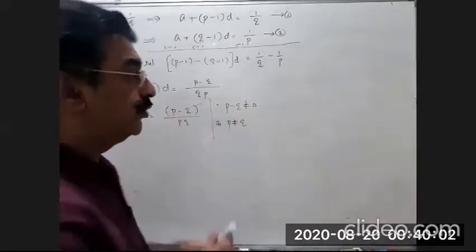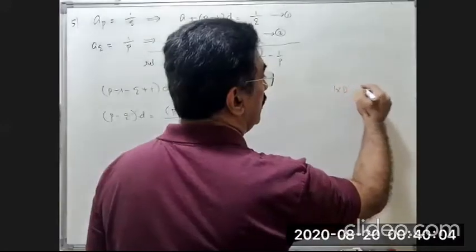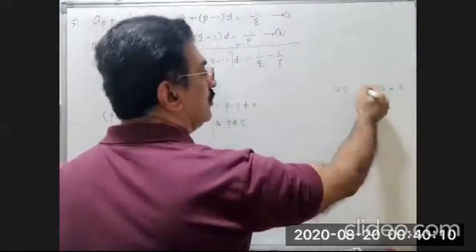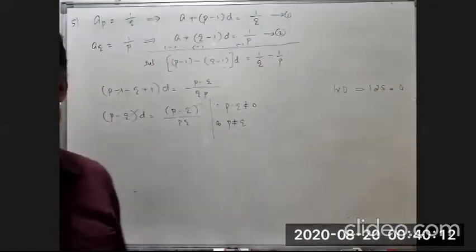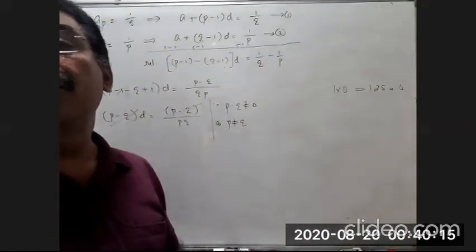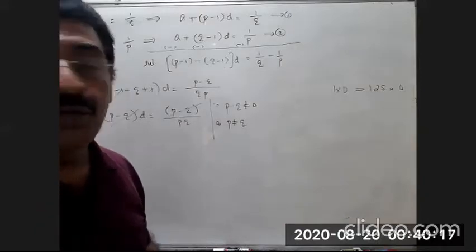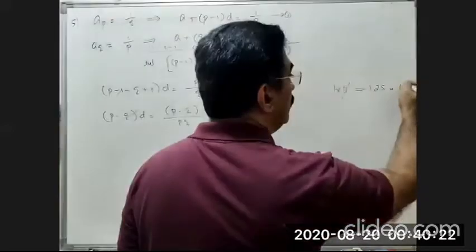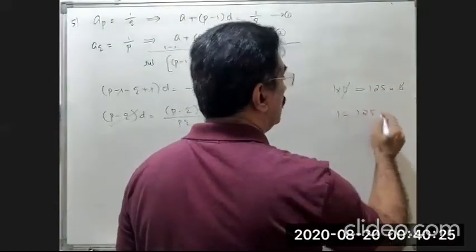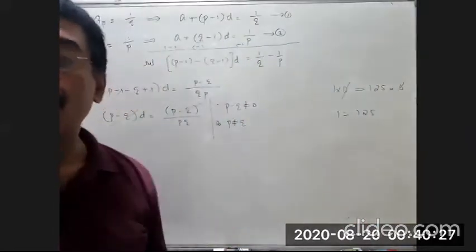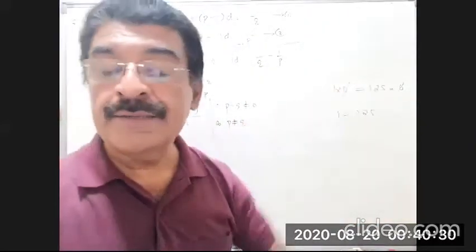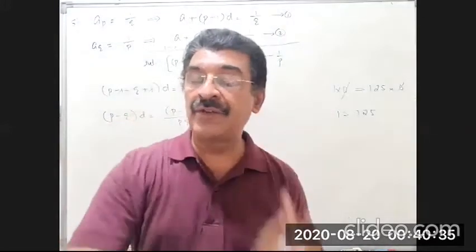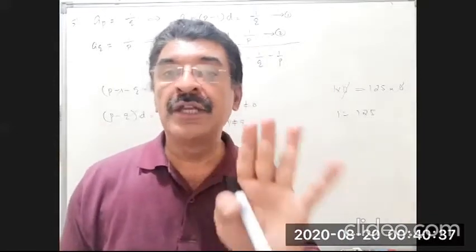What happens if it is 0? For example, 1 into 0 is equal to 125 into 0. Left-hand side and right-hand side are equal, it is an equation. If you cancel 0 from both sides, 1 is equal to 125. Is it true? No, wrong. We cannot cancel 0 from both sides. So whenever we cancel a common factor from both sides, make sure that it is non-zero.